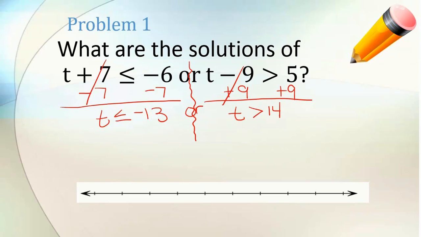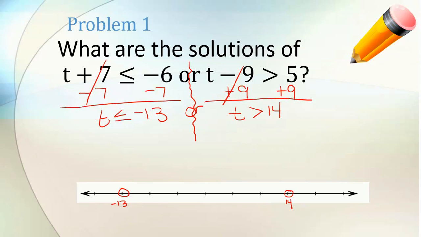So I have two inequalities. t is less than or equal to negative 13, or t is greater than 14. What you're going to do is graph that on the exact same number line. So basically, you're going to have two dots on your number line. So I'm going to have negative 13 right here, and let's put 14 all the way over here.